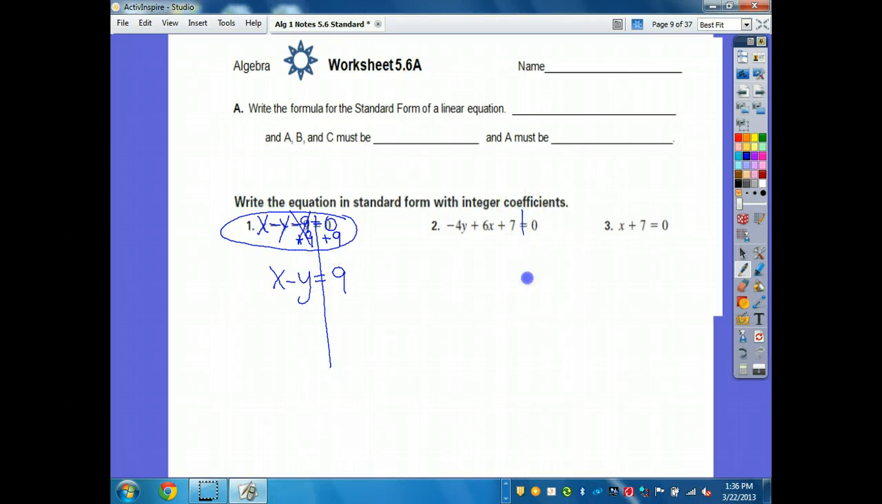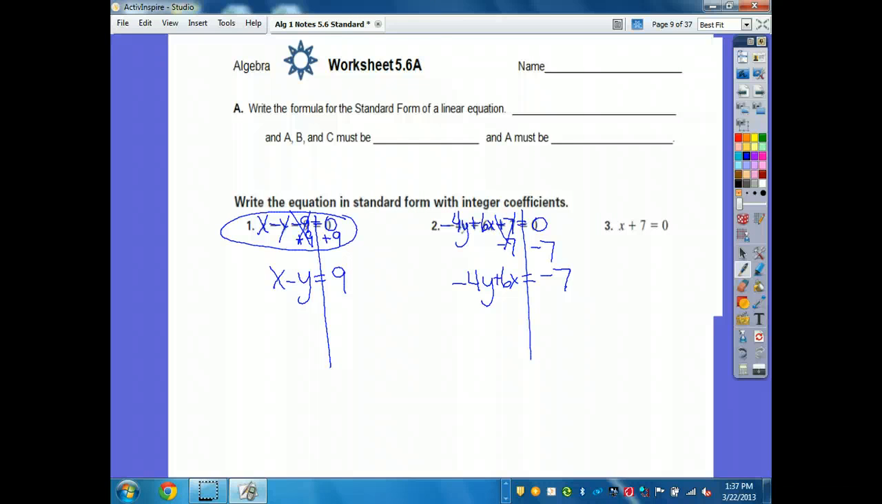What would I have to do here? This is negative 4y plus 6x plus 7 equals 0. Minus 7. Yep, minus 7 first. So now I have a negative 4y plus 6x equals a negative 7. Done? No. Divide by negative 1? Yes. No. No. I said that. What do I need to do? You need to subtract 6.